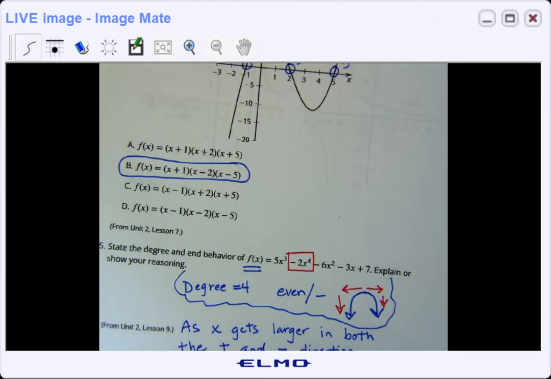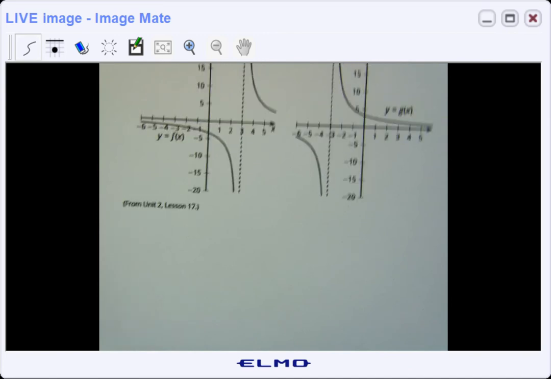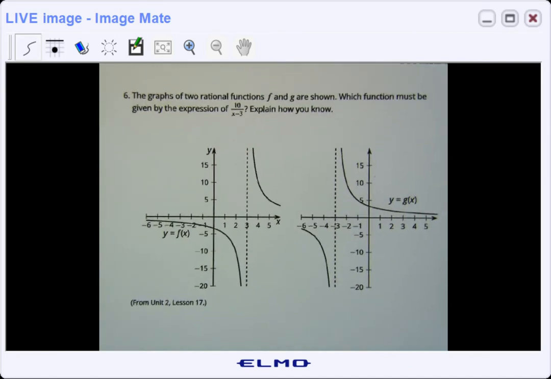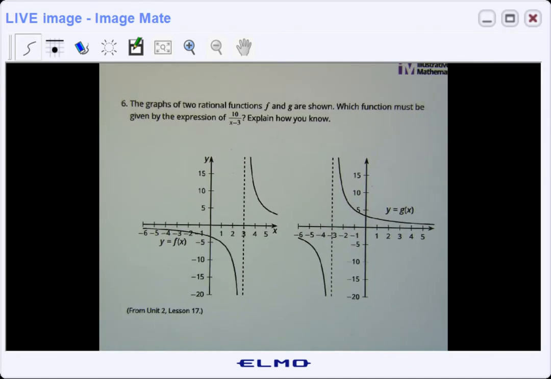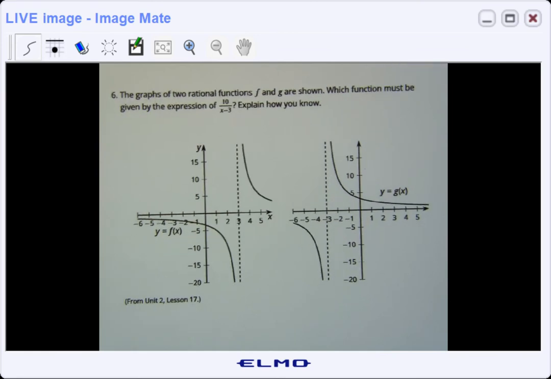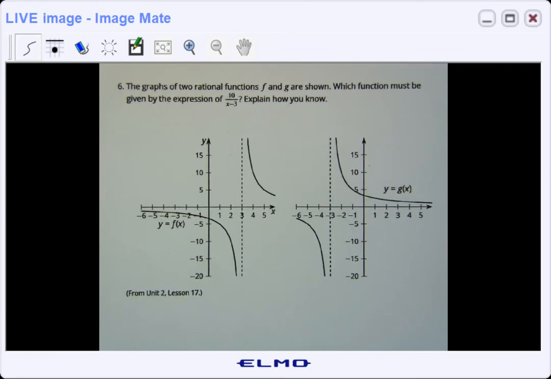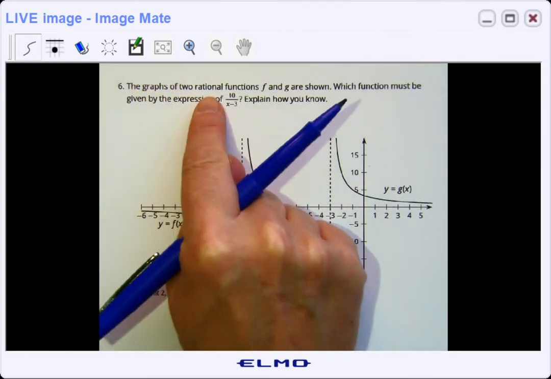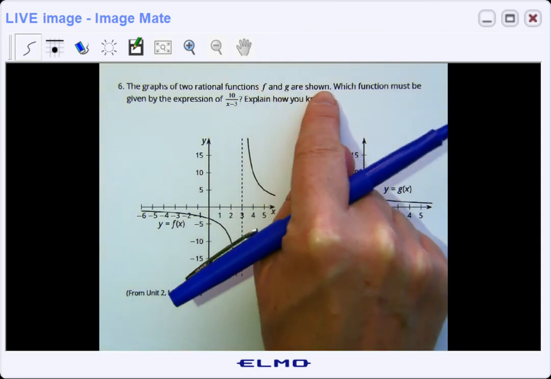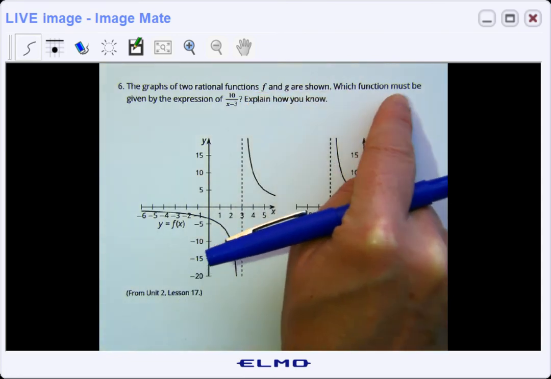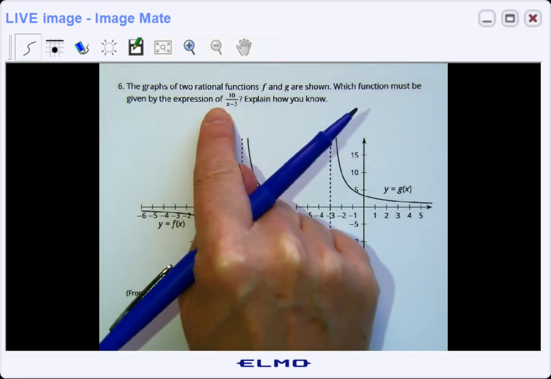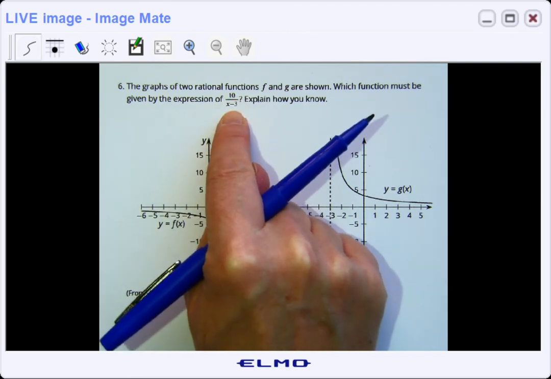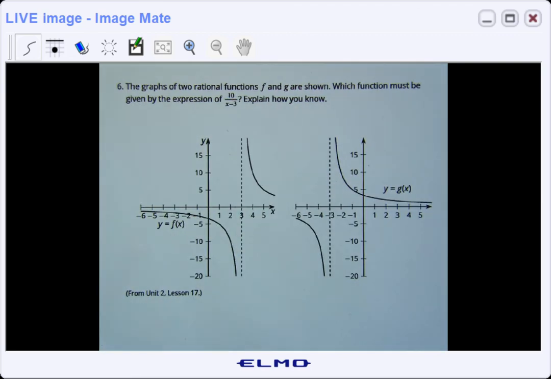All right, and then our last problem on this assignment, number 6, is revisiting vertical asymptotes from last week. So still rational functions, but vertical asymptotes rather than the horizontal asymptotes we worked on today. The graphs of two rational functions, f and g, are shown. Which function must be given by the expression of 10 divided by x minus 3, and explain how you know.